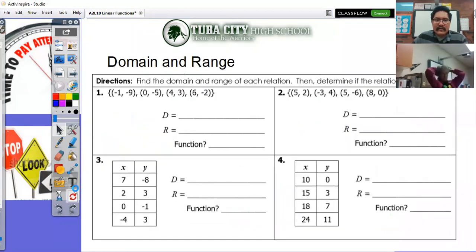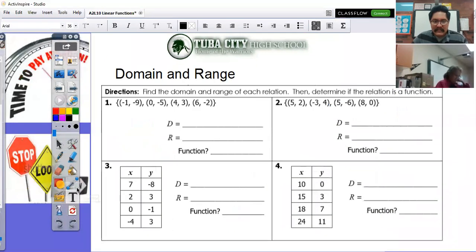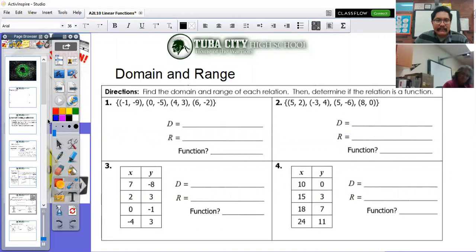All right, so let's go ahead and work on some more domain and ranges. Find the domain and range of each relation, then determine if the relation is a function. So they give us ordered pairs here. Ordered pairs are a spot on the graph. In this case, it would be back 1, down 9 on the graph, but we don't need to really know that too much.